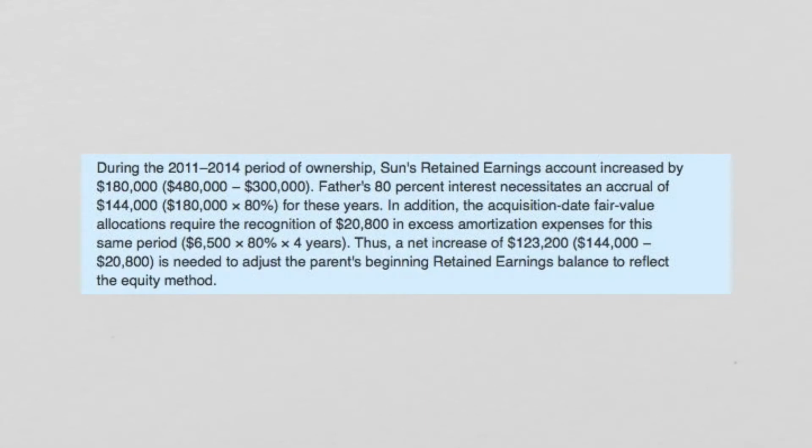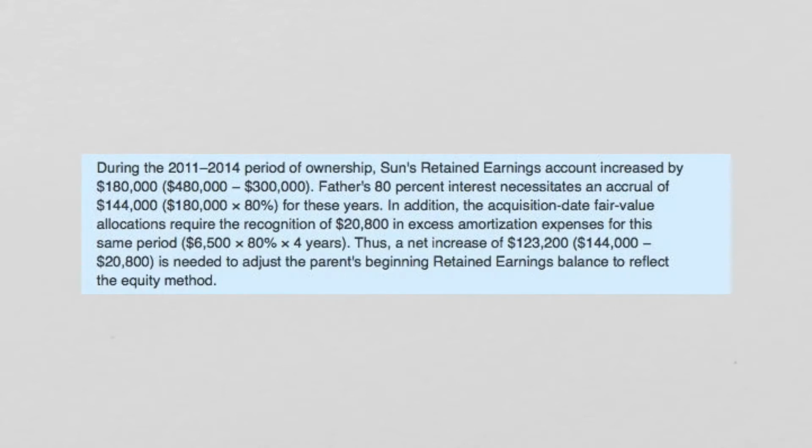Part 2 starts now. We left off with the fact that the comprehensive illustration problem of Chapter 4 was done on an initial value method, and we need to do what I said in class, and that is move the investment account only on the consolidation worksheet, not actually in the books of the parent, to the equity method balance.